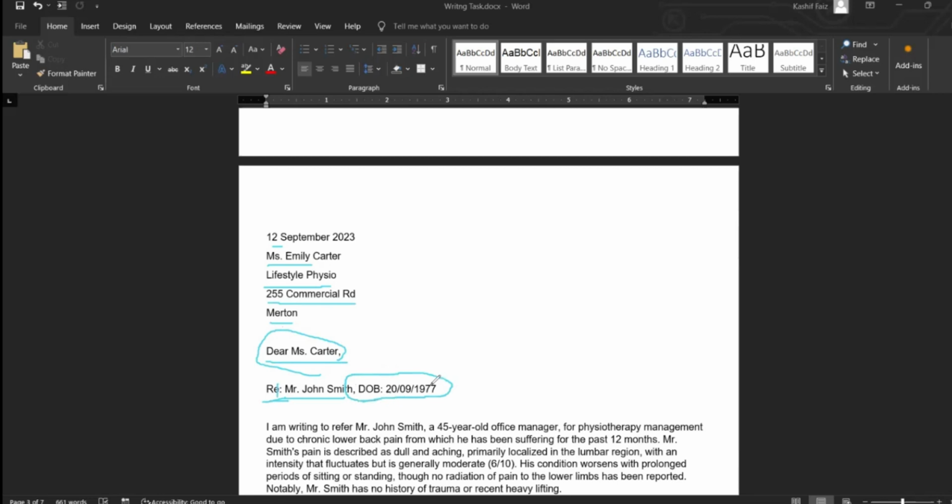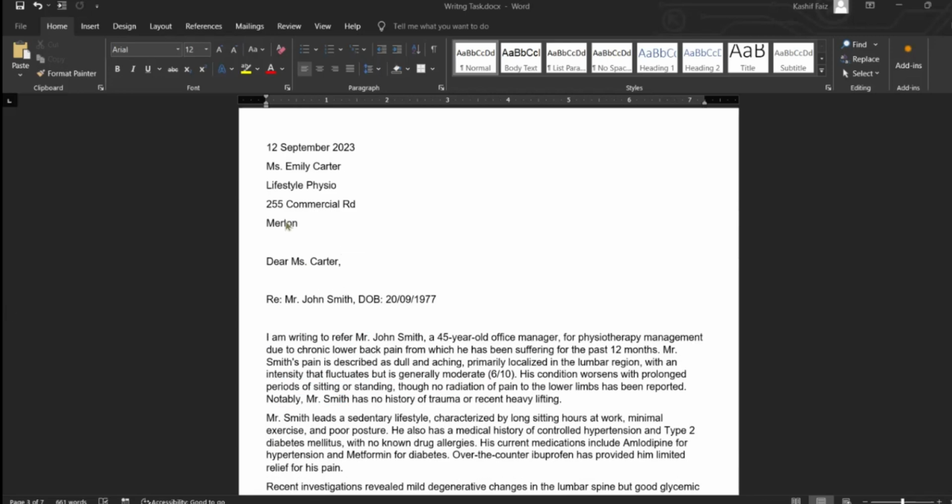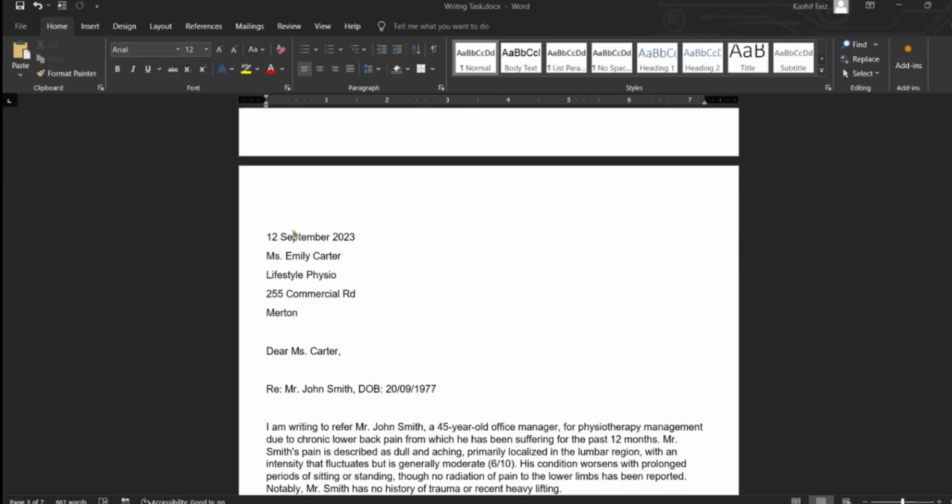If you are good at maths and can calculate the age, that's good, you can do that. If not, then just write this. In most of the letters, the age is given. In the next paragraph, let me share this: I'm writing to refer Mr. John Smith, a 45-year-old office manager, for physiotherapy management due to chronic lower back pain from which he has been suffering for the past 12 months.